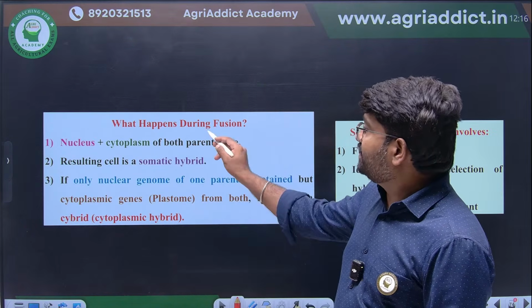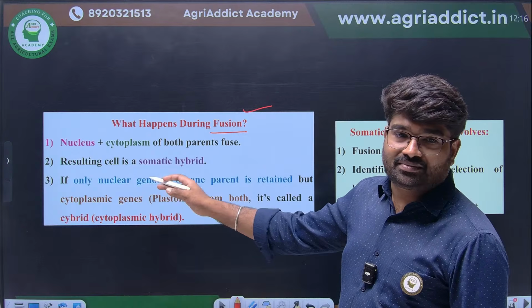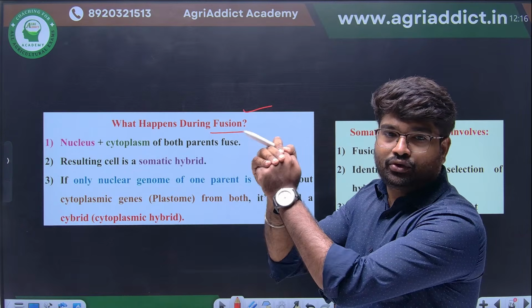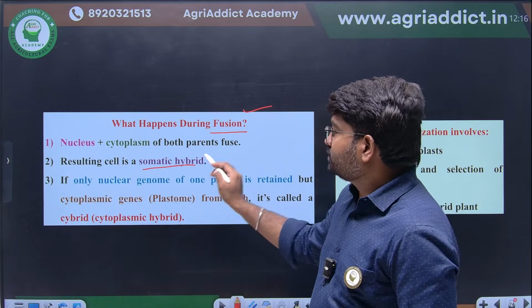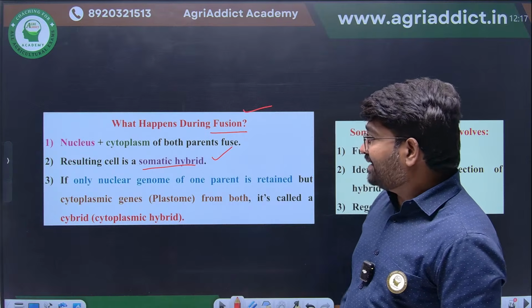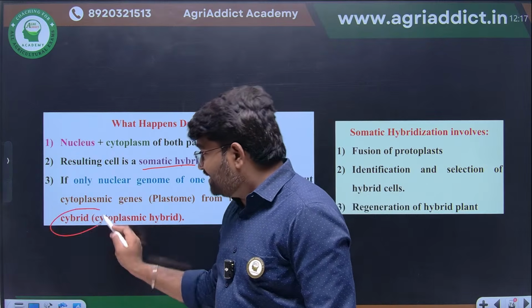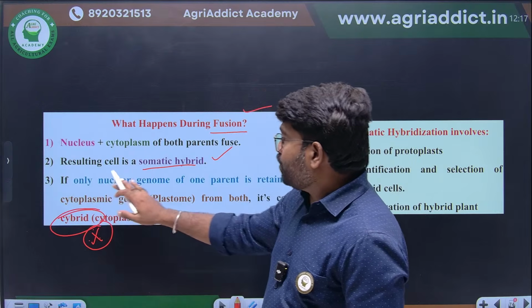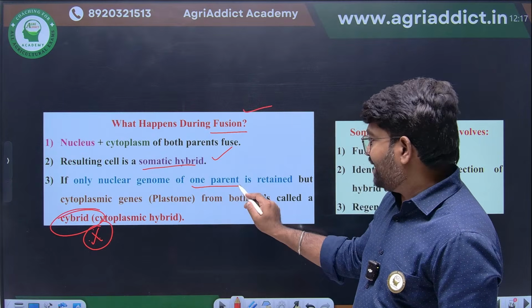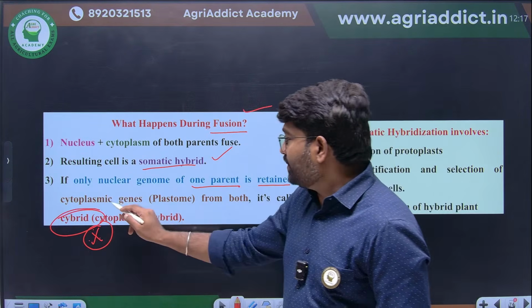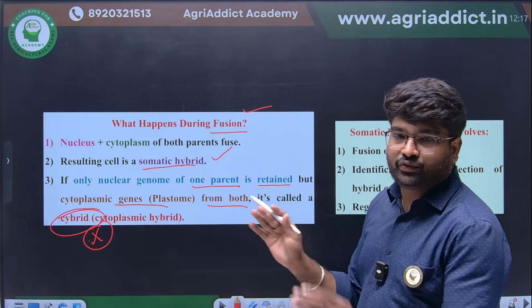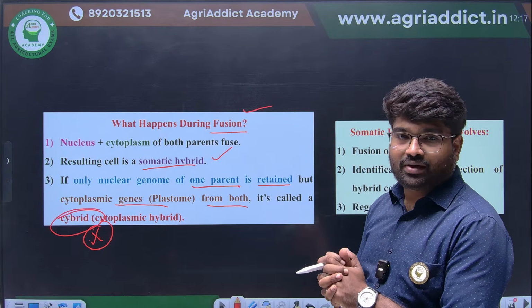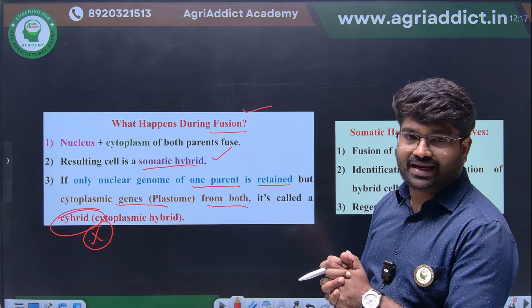What happened during fusion? Nucleoplasm and cytoplasm will come together and form somatic hybrids. Okay, then what is meant by hybrids? They can ask this. If only the nuclear genome of one parent is retained, but the cytoplasmic genes from both parents are fused, that is known as hybrids. I hope this is clear.